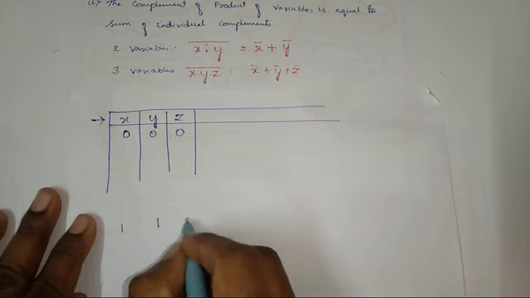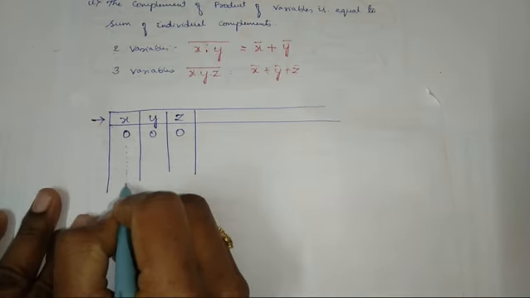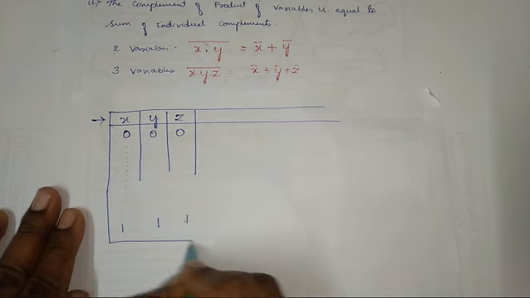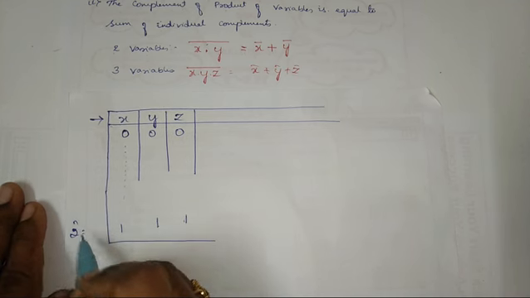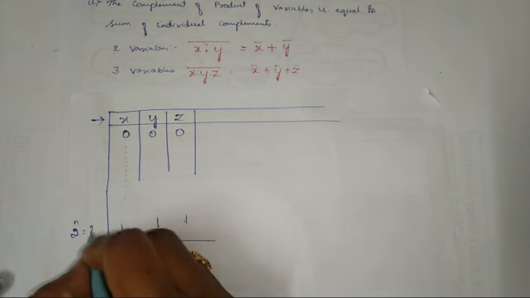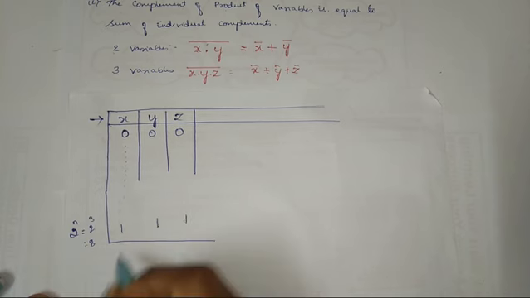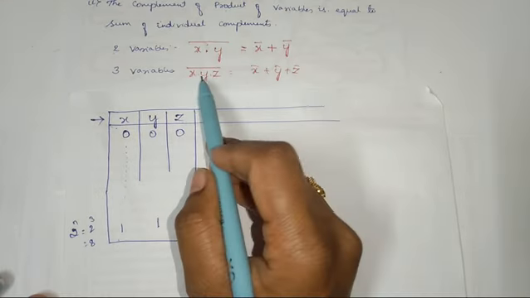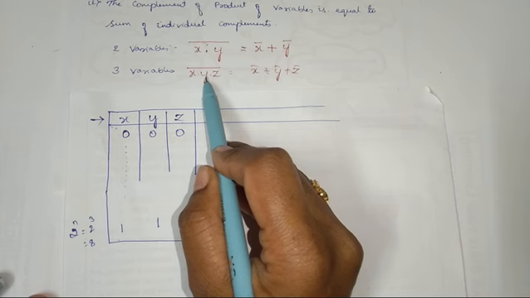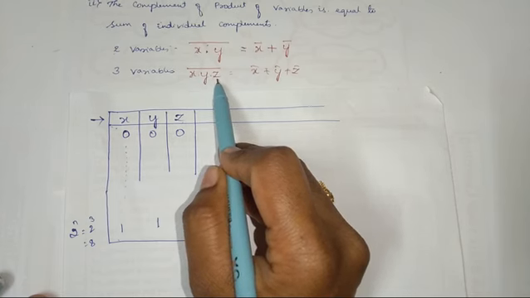It will go on up to all ones. Okay, you will be having 2 power n entries. In the next class I will tell about this 2 power n. 2 power 3 is nothing but 8 entries. You will be having 8 entries for x, y, z. These are the inputs. Next, what I need is x into y into z.